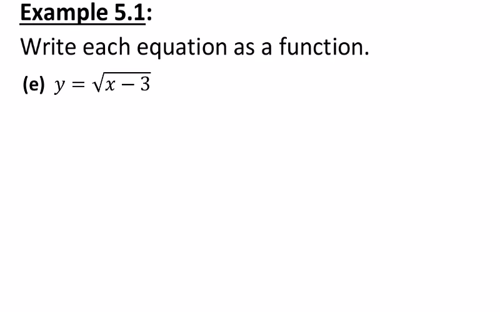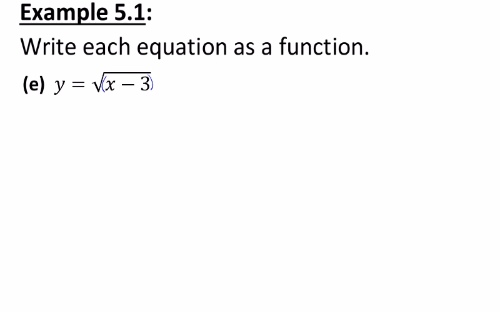In example 5.1e, we have the equation y equals the square root of x minus 3. Now, the x minus 3 by itself has no issues. I can take any number I want and subtract 3 from it. No problem. But once I take 3 away from some number, I then have to take the square root of that. If that number is negative, then I can't take the square root of it.